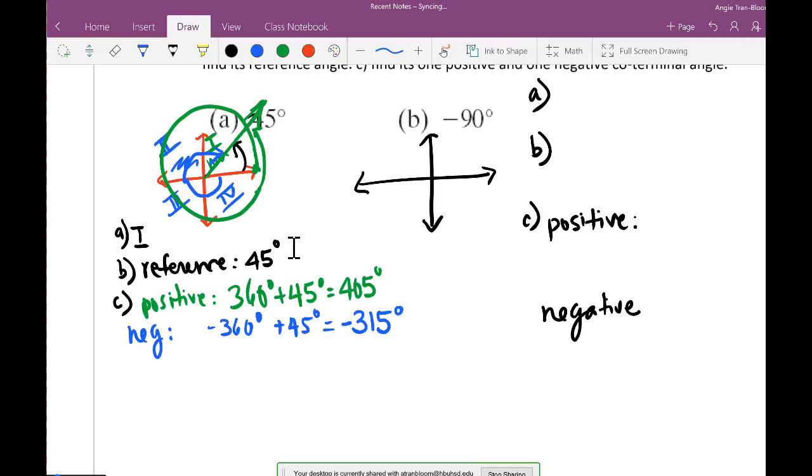Are you trying to answer one of the letters? Yeah. What letter? What is C asking? Find one positive and one negative coterminal. Okay, so finding a positive coterminal, right? Did you find a positive coterminal, meaning that you go counterclockwise? If you go counterclockwise, how big is it? 270. Perfect. How about a negative coterminal?